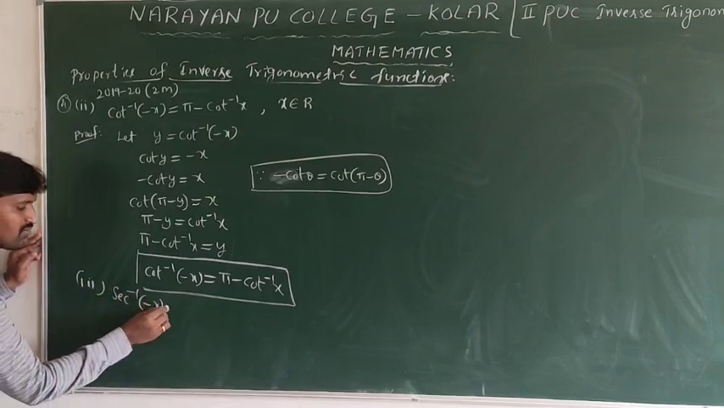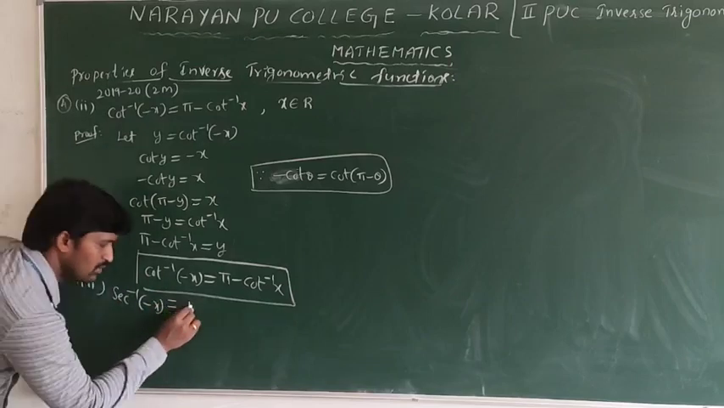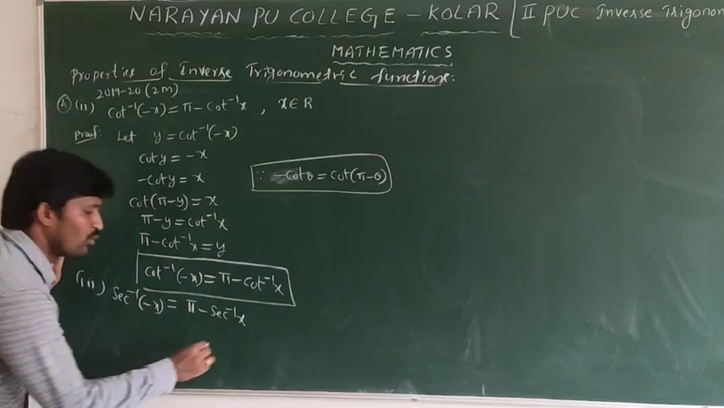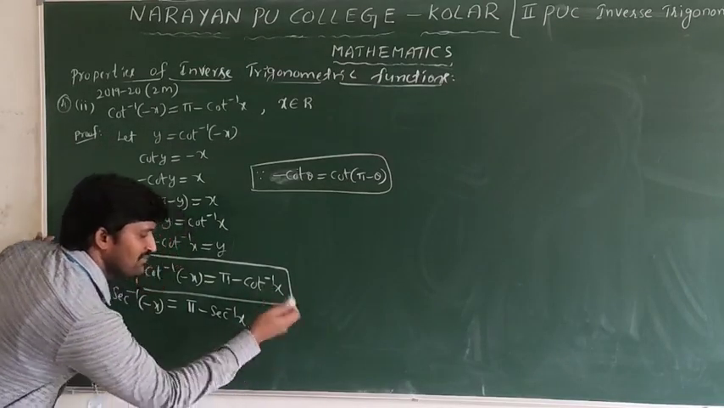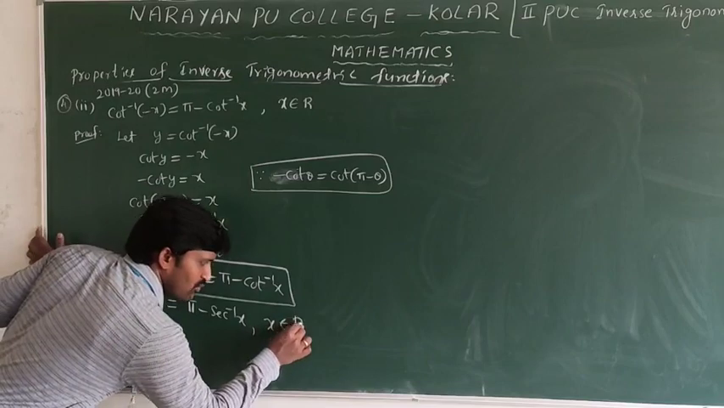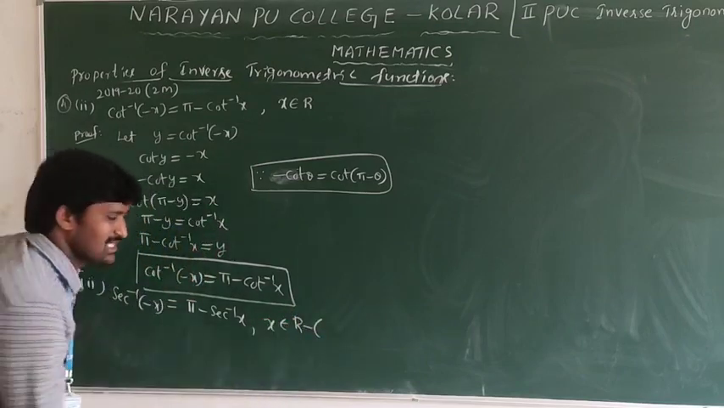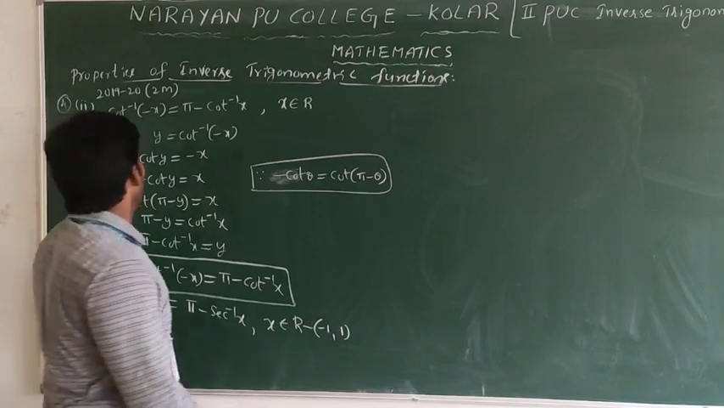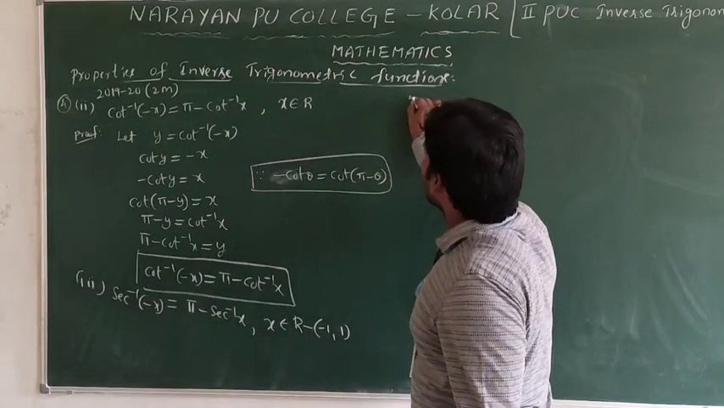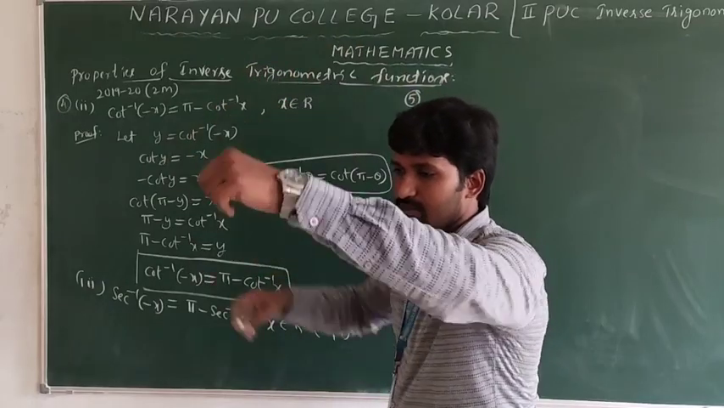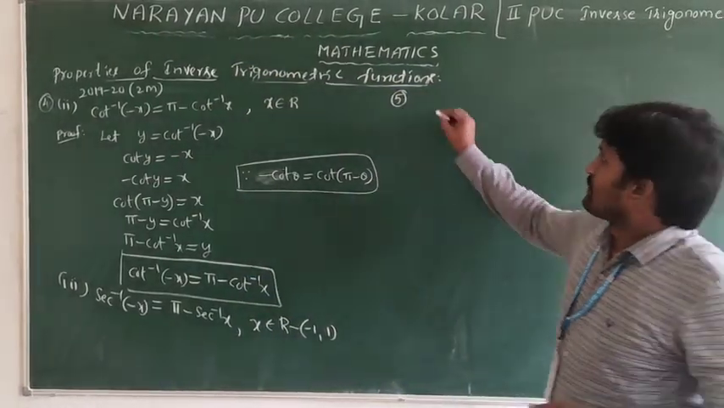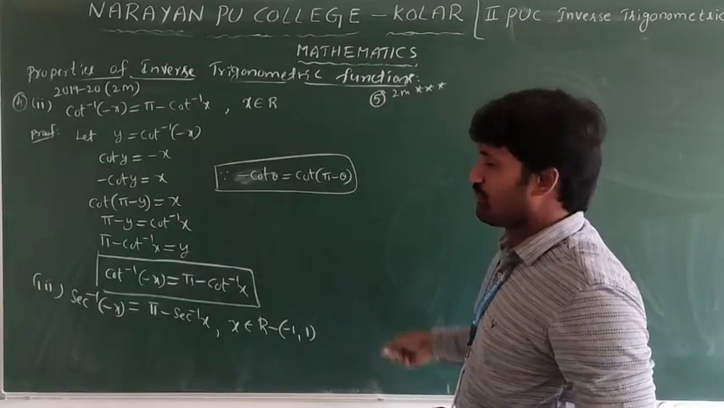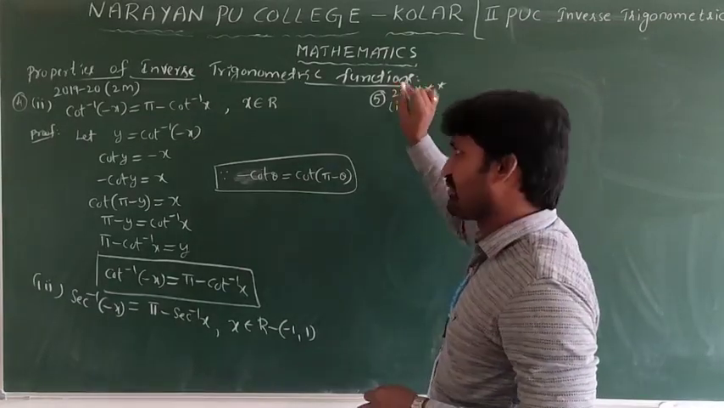Secant inverse of minus x equals pi minus secant inverse x. And what is the x that holds? The domain of secant inverse x only. Domain, what? R minus the open interval minus 1 comma 1. Next, coming to the fifth one. This is also very, very important for 2 marks questions, the last group. And the formula is also very, very important.